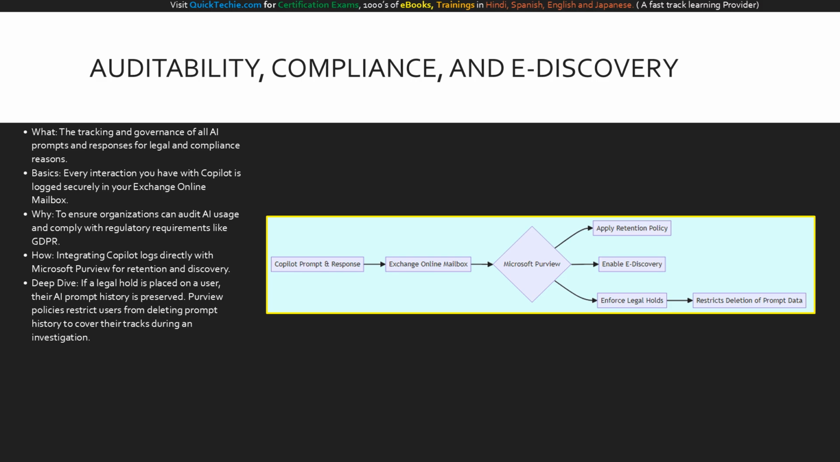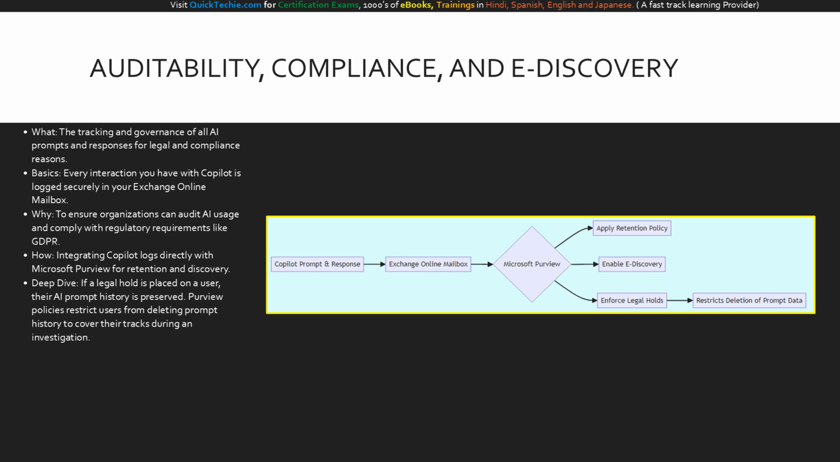Purview treats your AI chats exactly like corporate emails. For a deep dive scenario, if a user is placed under a legal hold during an investigation, Purview actively restricts their ability to delete their Copilot prompt history. The data protection policy ensures that all AI interactions are preserved for e-discovery, maintaining total enterprise accountability.